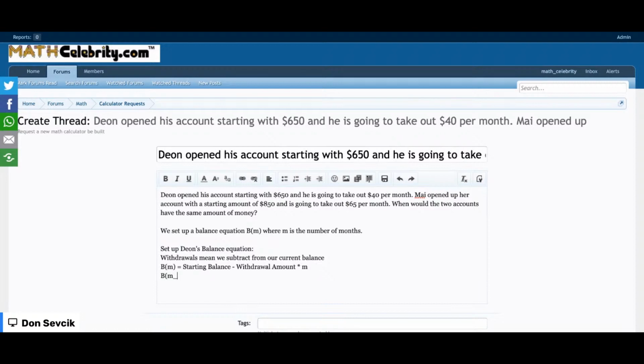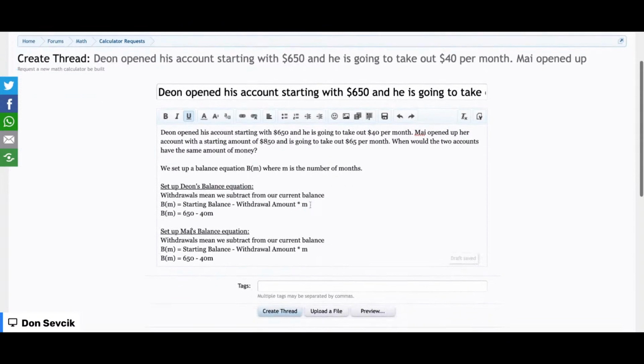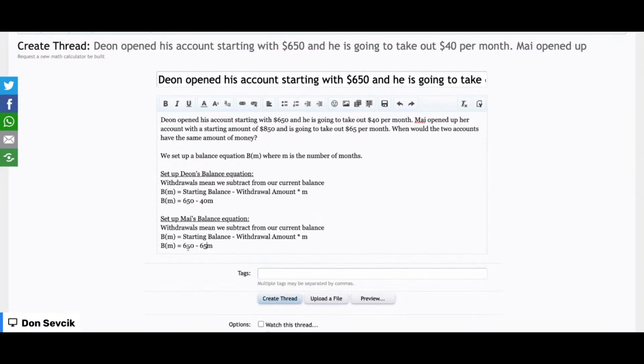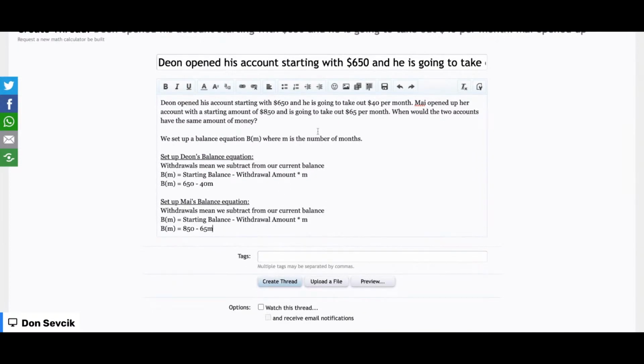B of M equals, Dion starts with 650, right? And he takes out $40 a month. So his balance decreases by this. This is what you get for the balance with the $40 withdrawal. All right. Now we're going to do the same thing for Mai. Mai is also withdrawing. The word take out is also withdraw. She takes out 65 and she starts with 850. So this is Mai's balance equation. We have both balance equations, which is great.